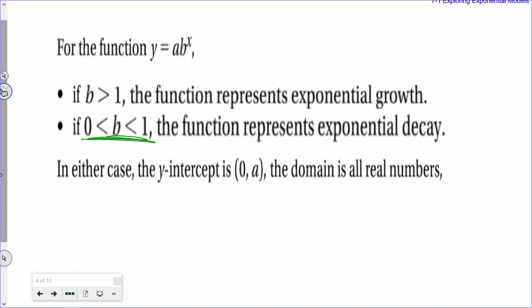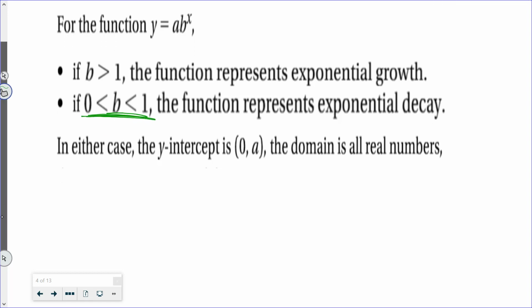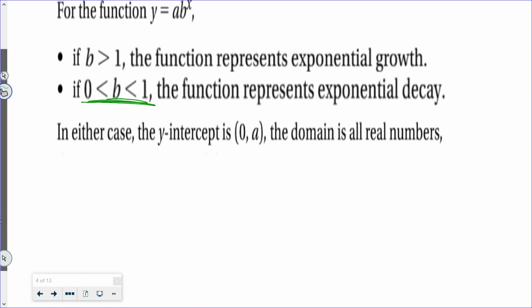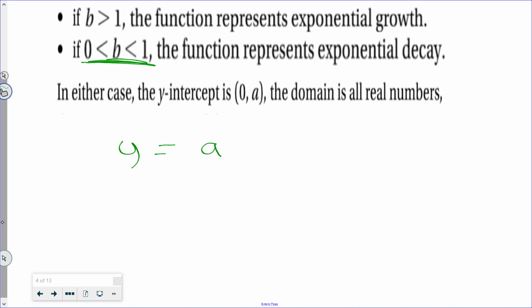So for example, I'm going to write a quick exponential function on the board. I just want to see if you can identify which number represents a and which number represents b. So again, y equals a b to the x is our general form. Say I say y equals 3 times 5 to the x. What value is a? What value is b? Straightforward, yes? And if b is bigger than 1, it's growth. If this number is between 0 and 1, it's decay. Is that clear? One more.